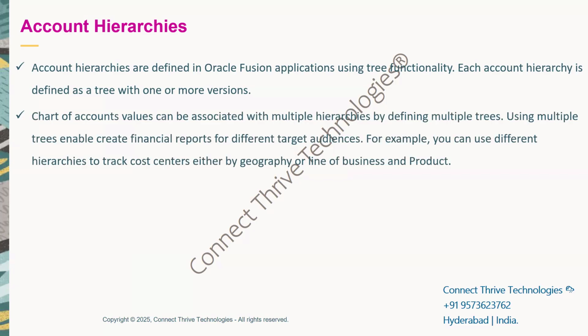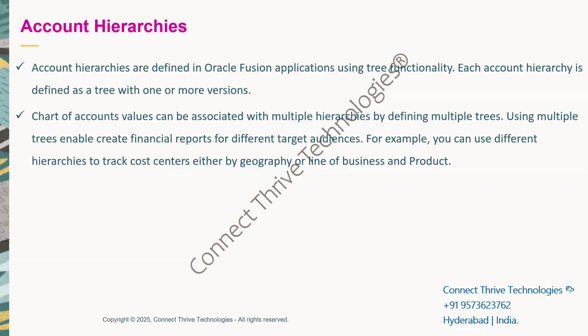Next one. Chart of accounts values can be associated with multiple hierarchies by defining multiple trees. That means the chart of account value set values, like the company code values, cost center values, or national account values, each account type like liability, assets, expense, revenue, owner's equity, and then intercompany values, and then product related, project related, location related. There are multiple chart of account value set values we have, so we will define them hierarchy-wise with the help of the tree concept in our account hierarchies.